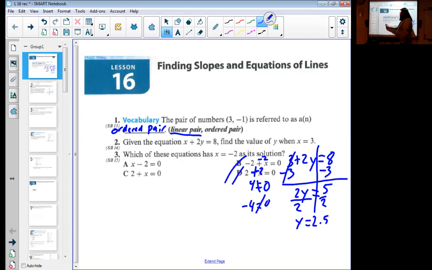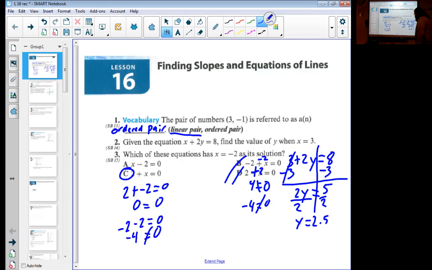Over here we have 2 plus -2 is equal to 0. 2 plus -2 is 0, which is equal to 0. So C is an answer. We don't know if it is the best answer, but it is an answer. And A is -2 minus 2 is equal to 0. We have the same sign, so we add them and we keep the sign. That's -4. -4 is not equal to 0. The only answer that makes sense is C.